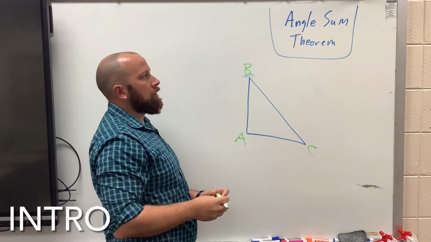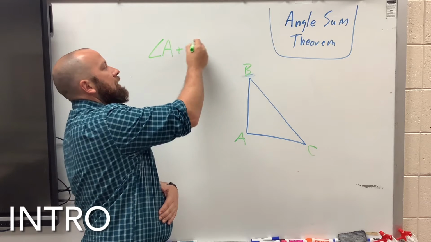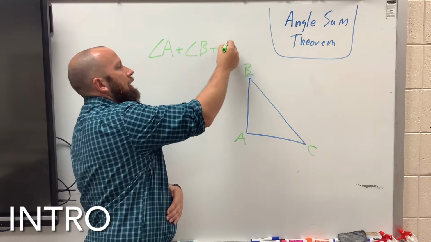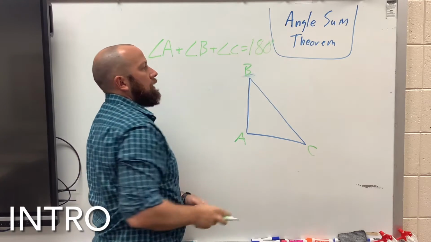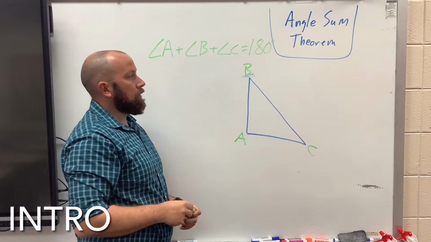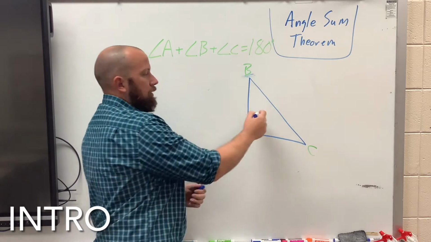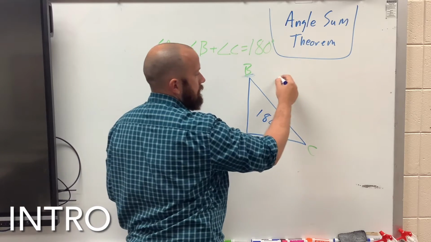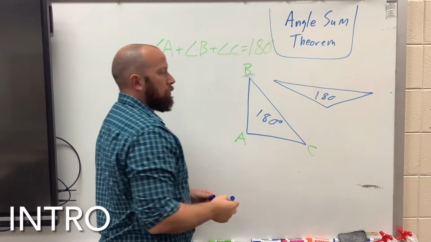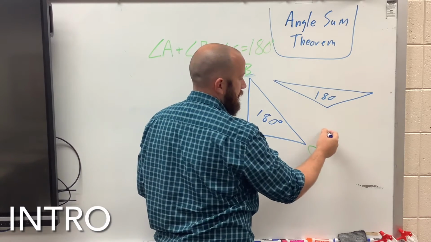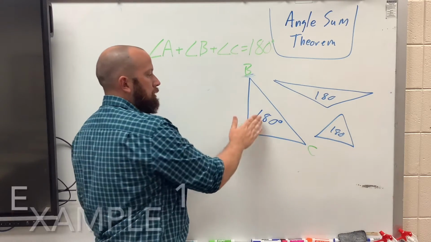What the angle sum theorem says is that if I take angle A and add it to angle B, and add it to angle C, I will get 180 degrees. And that's basically it. Inside any shaped triangle, the angles add up to 180 degrees. Doesn't matter how it looks. All the angles will add up to 180. And we are going to prove this.